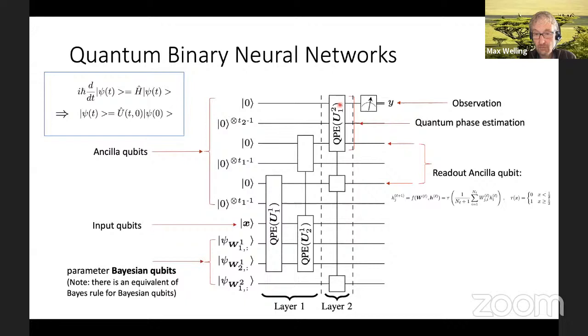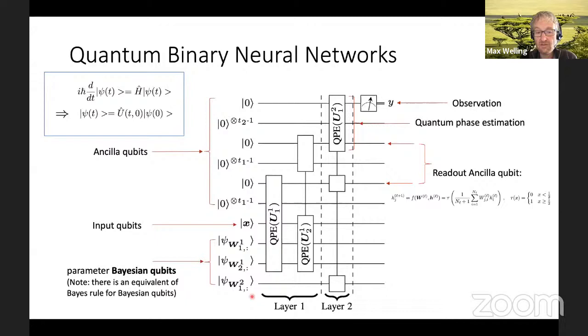tool. We have some additional ancilla qubits, and then we read out basically the final line, this one here, and we do an actual observation here. We get a probabilistic answer. It has two possible values, 0 and 1, and we match that to the actual data, and then we backpropagate through this whole system to set all the parameters of these superpositions.